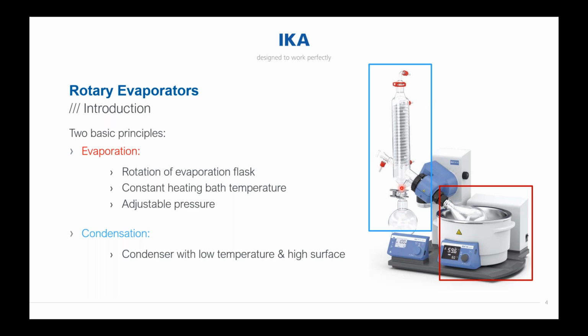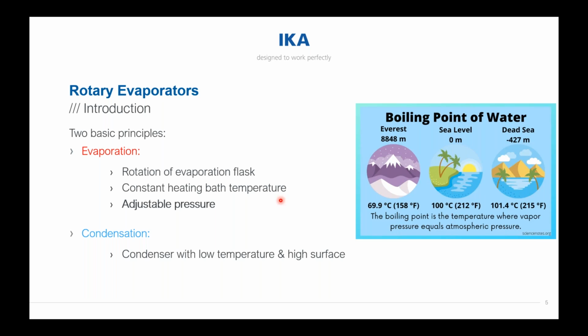Now maybe you think, okay, if we always have 60 degrees in here, how can we do the evaporation for all the different solvents? That's why we have an adjustable pressure. Maybe you think about water. We have different boiling points depending on where we are on Earth. For example, if we are on Mount Everest, which is really high, then we have a lower pressure, and this is why we have a lower boiling point.